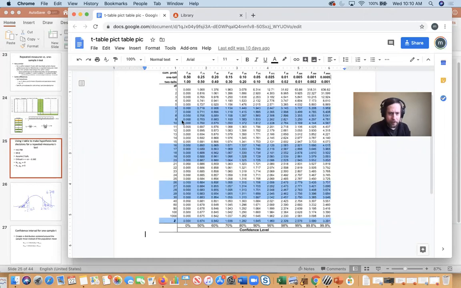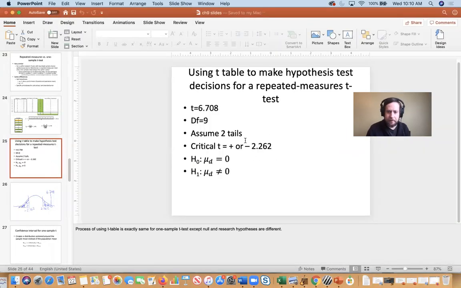So for this example, our degrees of freedom are 9. Degrees of freedom are on the left side right here. 2 tails is the bottom row here, looking at 0.05. So go to where 9 intersects with 2 tails, 0.05. You scroll down, you get 2.262 right there. 2.262, degrees of freedom 9, alpha equals 0.05, 2 tails. You get 2.262, which is the exact number you see right here. Plus or minus 2.262 is our critical t.